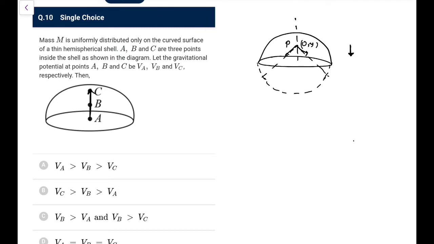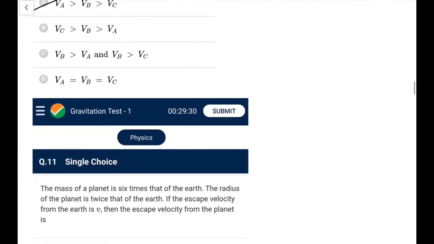And you know the field always points in the direction from higher to lower potential. So you can directly make it out, A would be at the maximum potential and C would be at the lowest potential. That is the best solution you can think of about this question. This is a very important thing to consider.